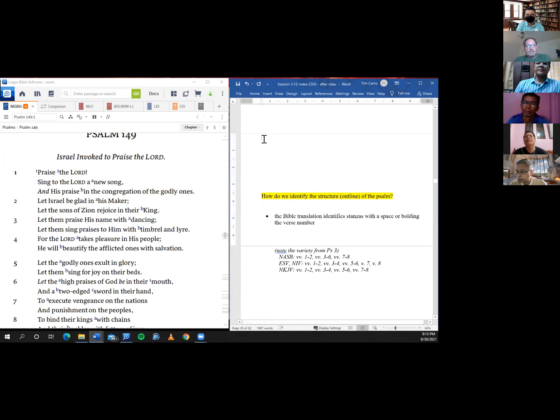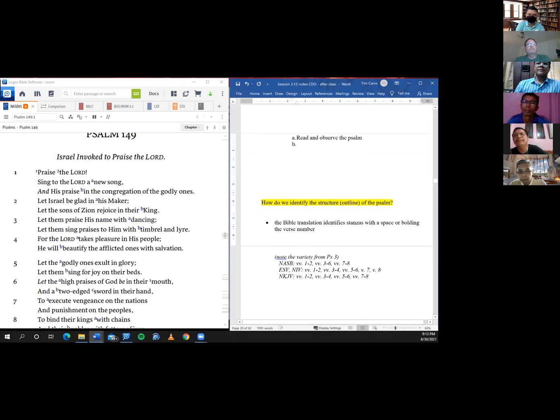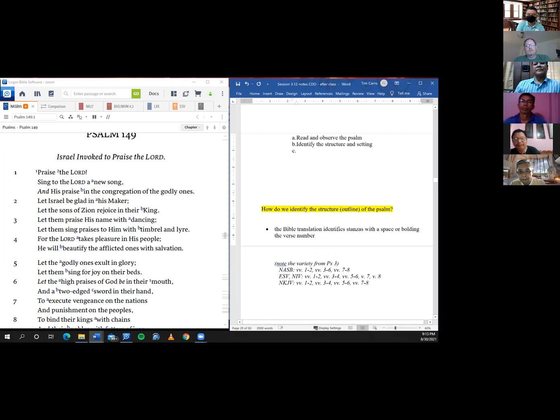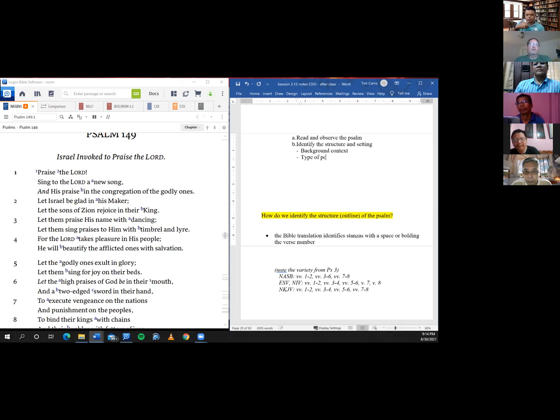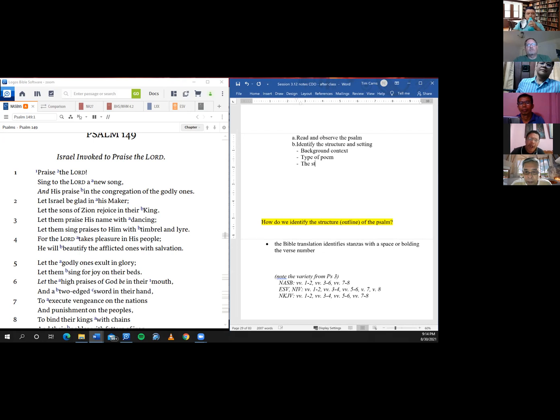Again, remember, the first step in poetic analysis was to read and observe the psalm. The second step is to identify the structure and the setting, and that's where we are. In doing that, first we want the background context, the second is the type of poem, and the third is the structure, that is, the outline of the poem or the stanzas. And that's where we're at now.